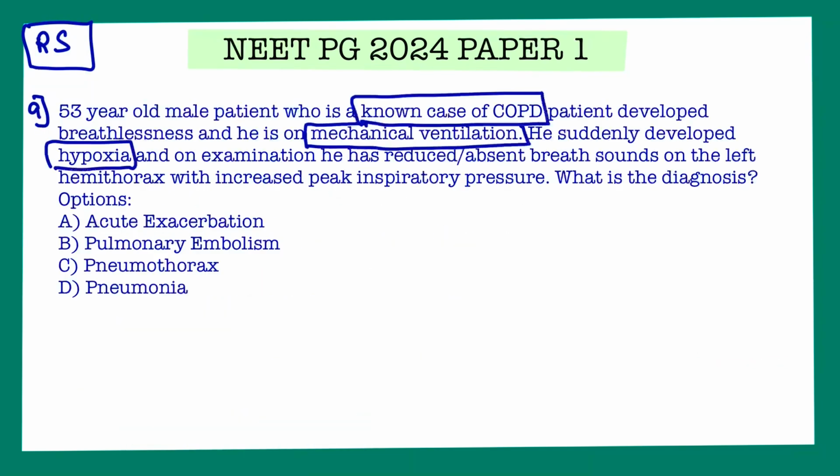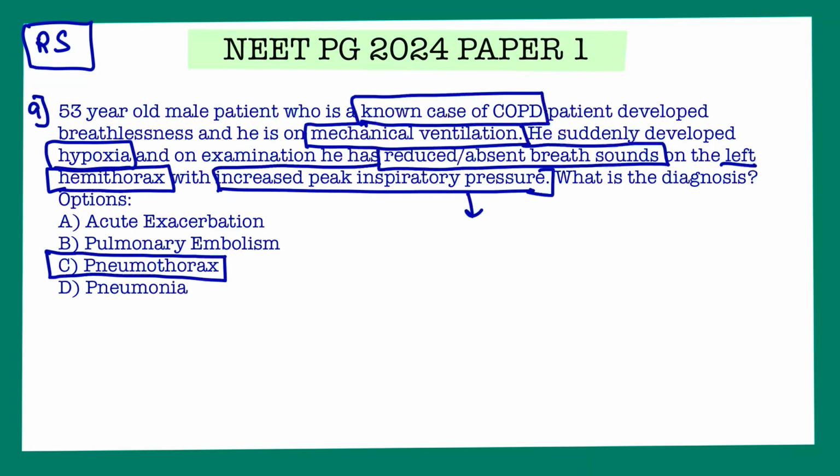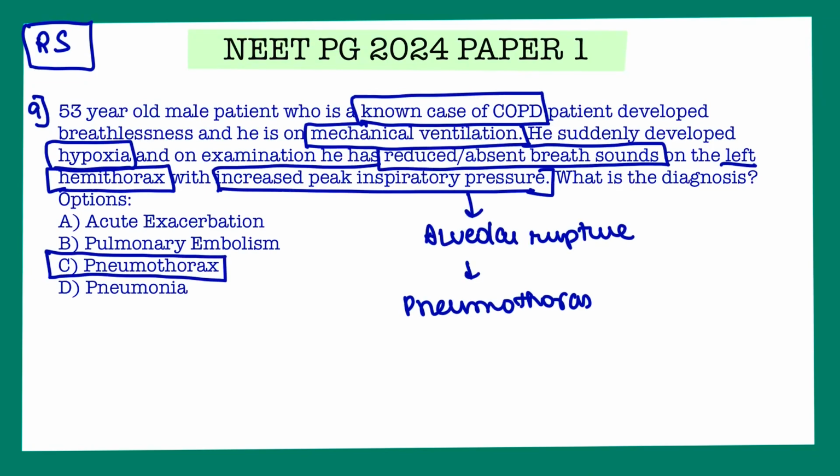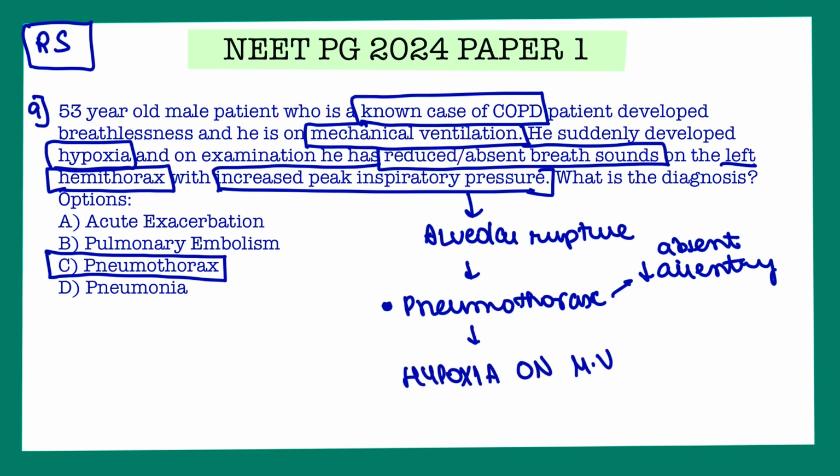Next, respiratory system. A 53-year-old male patient, known case of COPD on mechanical ventilation, suddenly developed hypoxia, reduced or absent breath sounds on the left hemithorax with increased peak inspiratory pressure. This peak inspiratory pressure can cause a bulla or any alveoli to rupture in an already hyperinflated lung of COPD, causing pneumothorax. The reduced or absent breath sounds always suggest pneumothorax, and the patient is going for hypoxia. The answer is pneumothorax.